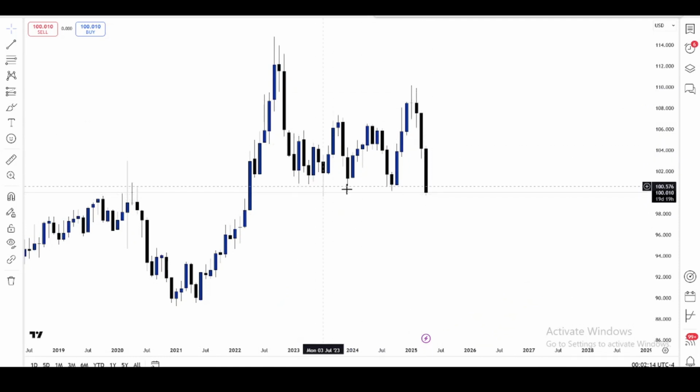And look at this point. This is a draw on liquidity. Price has dropped down, taking out this low here. Have you seen, taking out this low here?